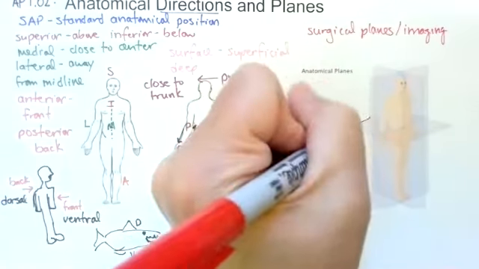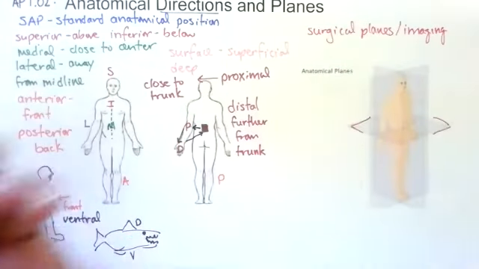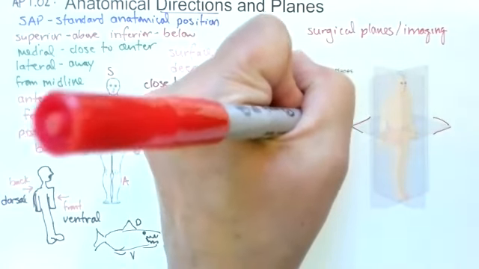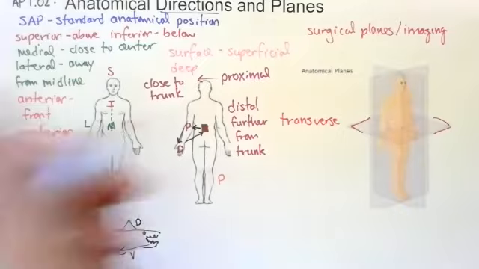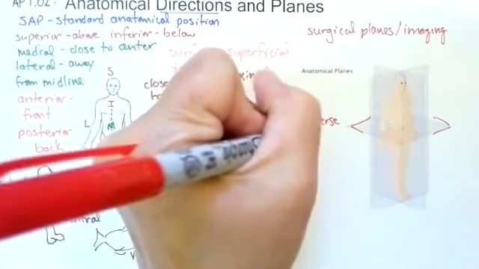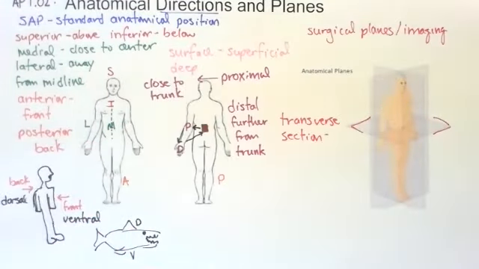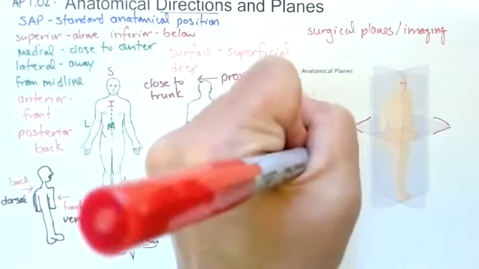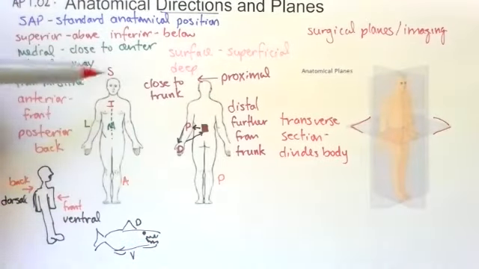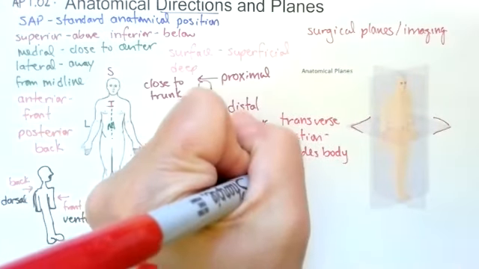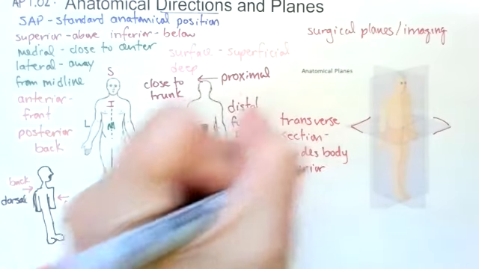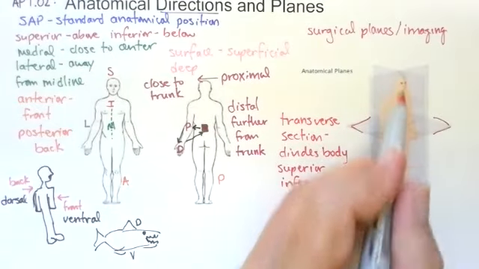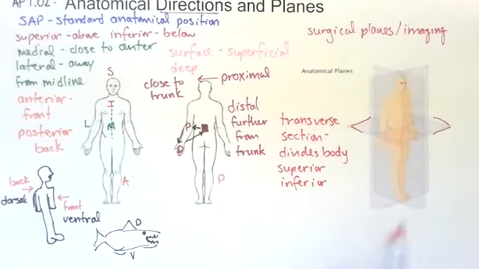So the first one, easiest to see, is we'll do this one in the middle. That is a transverse section, which divides the body into a top and a bottom. So it divides the body into a superior and an inferior. You have an area above, you have an area below.